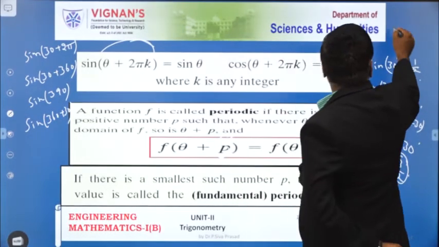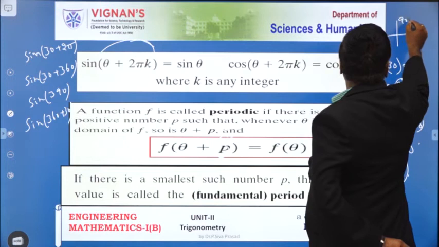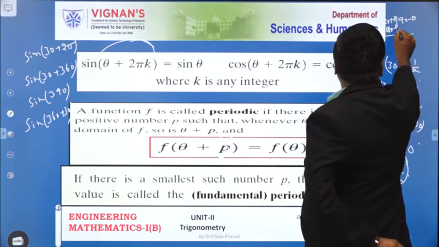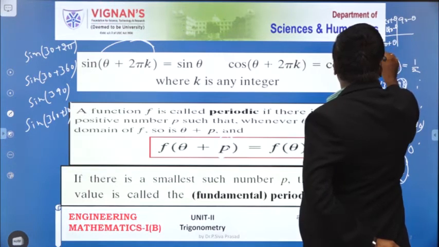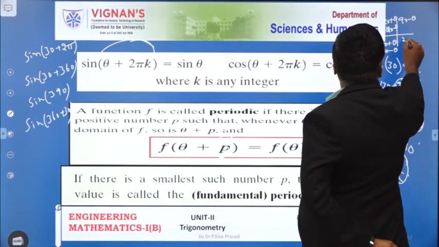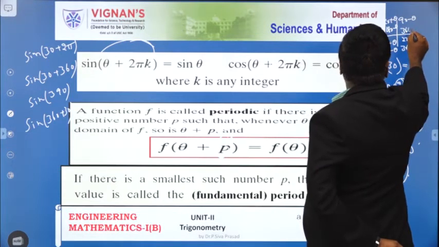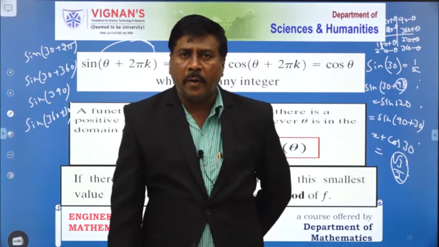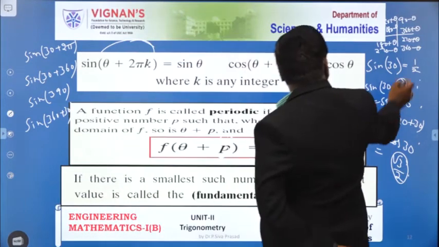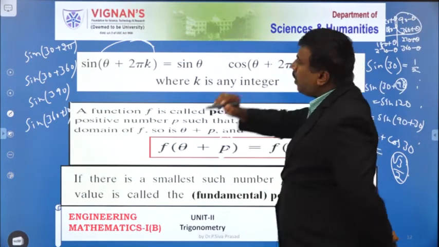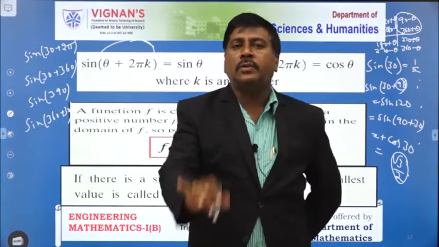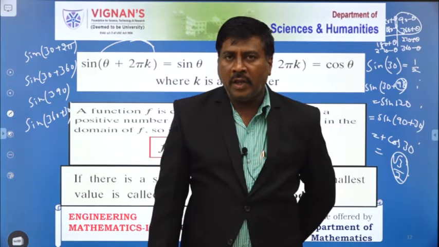You already know the principle from the previous classes: 90 minus theta, 90 plus theta, 180 minus theta, 180 plus theta, 270 minus theta, 270 plus theta, 360 minus theta, and 360 plus theta. Now, when the angle is in the form 360 plus theta, the trigonometric ratio lies in the first quadrant only. Did you all catch the point?